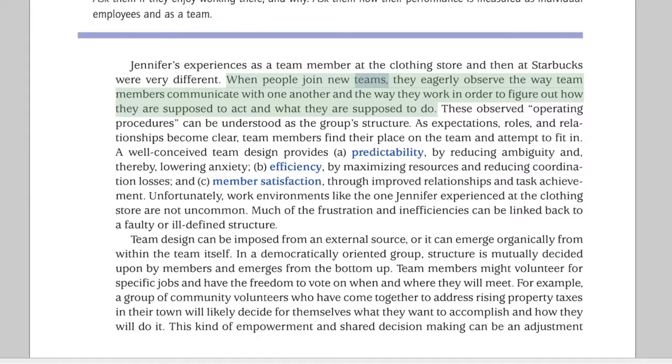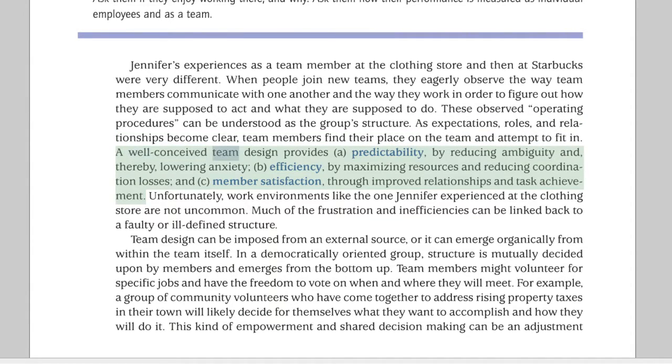When people join new teams, they eagerly observe the way team members communicate with one another and the way they work in order to figure out how they are supposed to act, and what they are supposed to do. These observed operating procedures can be understood as the group's structure. As expectations, roles, and relationships become clear, team members find their place on the team and attempt to fit in.